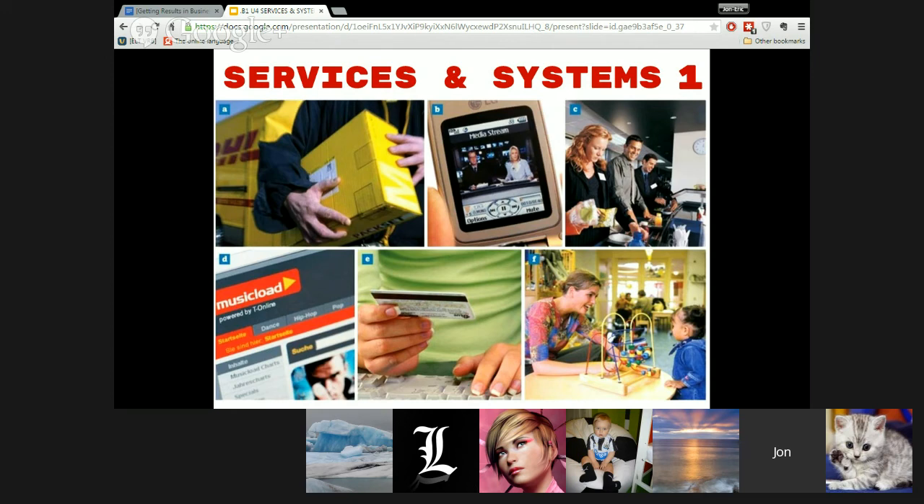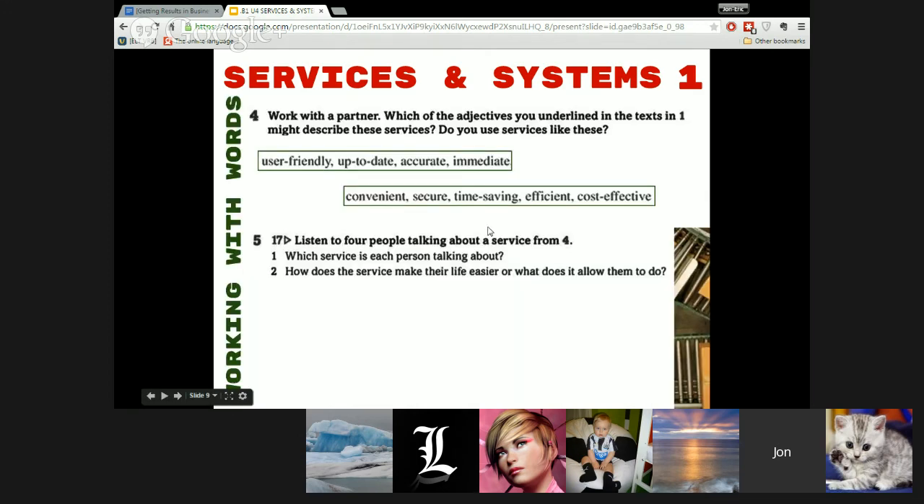All right, you got the basic idea here, I think, everyone. Now, what we're going to do, if I have my slides right, is listen to 4 people talking about a service from exercise 4, the one we just did. We're going to compare what you said to what they said. You have to tell me what service each person is talking about. How does this service make their life easier? What does it allow them to do? Listen carefully. One second. Person number 1, listen carefully. We're going to see if we can do this by listening just one time. Listen carefully.